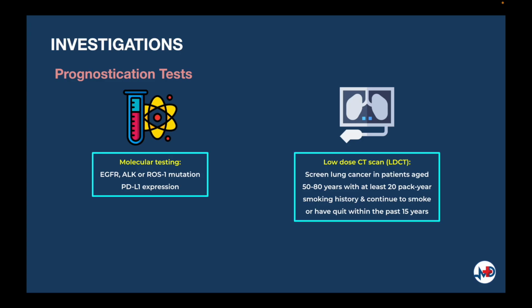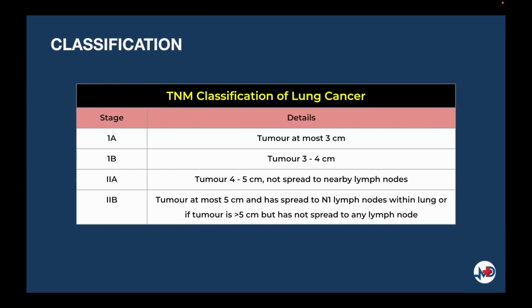As for the screening of lung carcinoma, the American Cancer Society recommends annual screening with low-dose CT scanning to patients aged 50 to 80 years who have at least a 20-pack-year smoking history and either continue to smoke or have quit within the past 15 years.